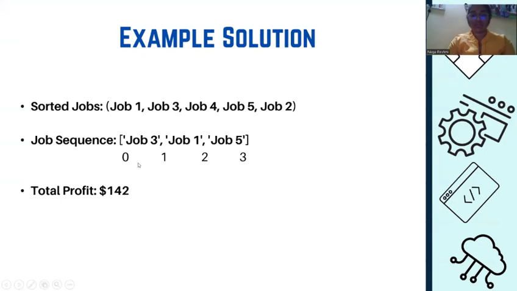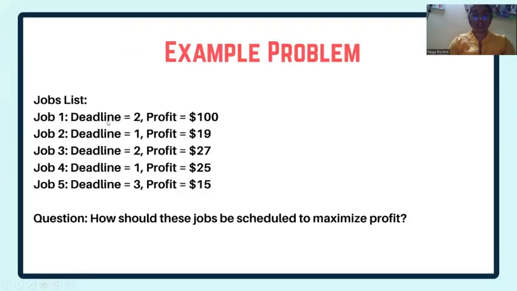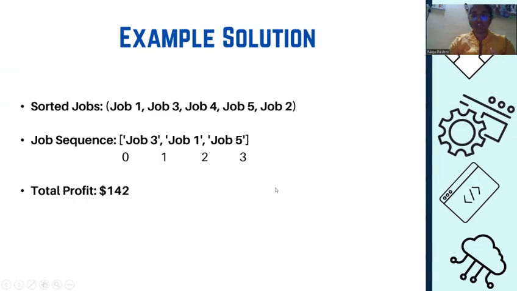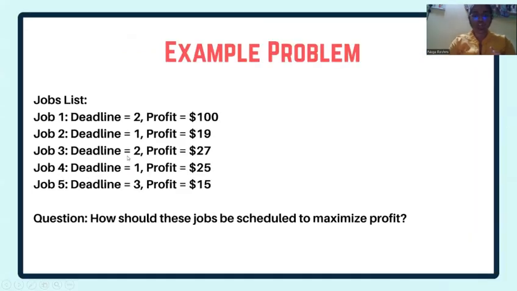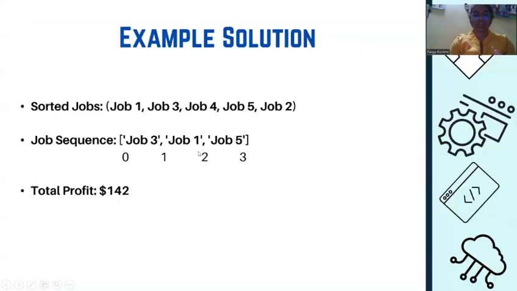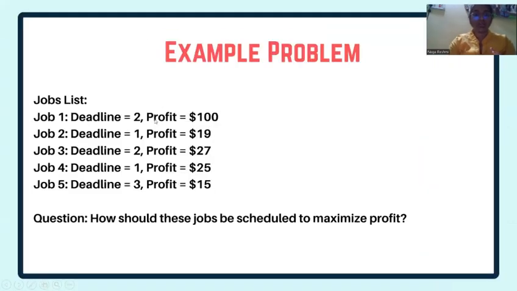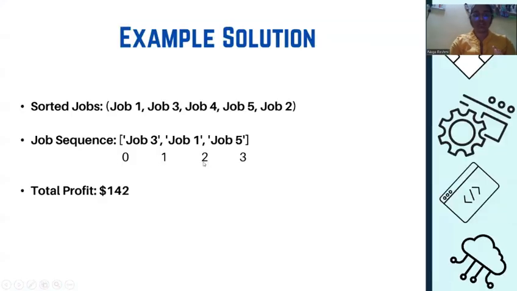The maximum profit is for job 1, that is with a profit of 100. So we have placed job 1 in the first place. And the second maximum profit is for job 3, that is 27. So we have placed it in the second position. And the third profit is for job 4, that is 25. So we have placed it in the third position.